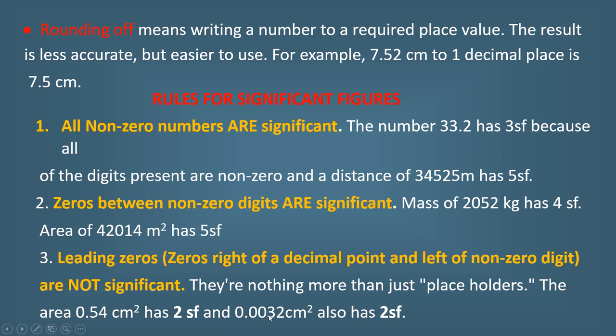When you look at this, these zeros here are also not significant. They are to the left of a non-zero digit, and these zeros are not significant. So even this value here has 2 significant figures.